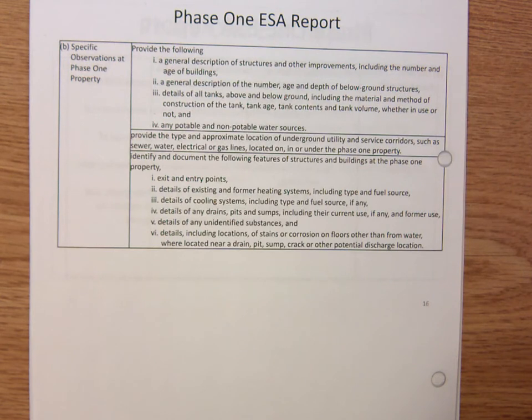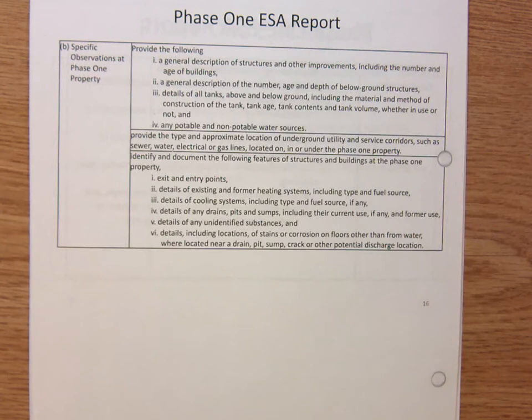You may also include some specific observations at the Phase 1 property. You may provide the following information: a general description of structures and other improvements, including the number and age of buildings. You may include a general description of the number, age, and depth of below ground structures, if you can get that kind of information. Also, details of all tanks above or below ground, including the material and methods of construction, tank age, tank contents, and tank volume, whether in use or not.